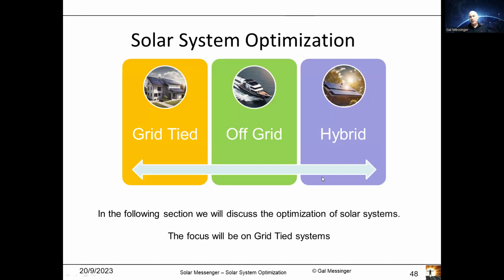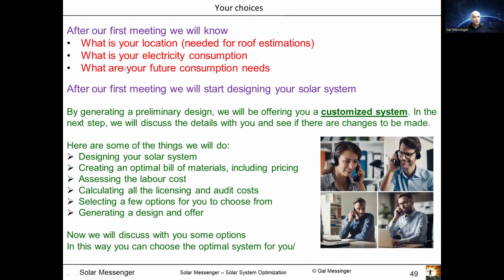Now, we understand those things. We can hopefully talk about the optimization itself. So I'm going to mostly focus on grid tie systems because that's not really the same situation for other people that have boats or RVs or off-grid cabins, or maybe they have a hybrid system. Right now, in that phase, I'm talking mostly about how to optimize a grid tie system, but I'm going to touch base on the other ones as well. So we need to know where you are. We need to know what your consumption is and what your future plans are.